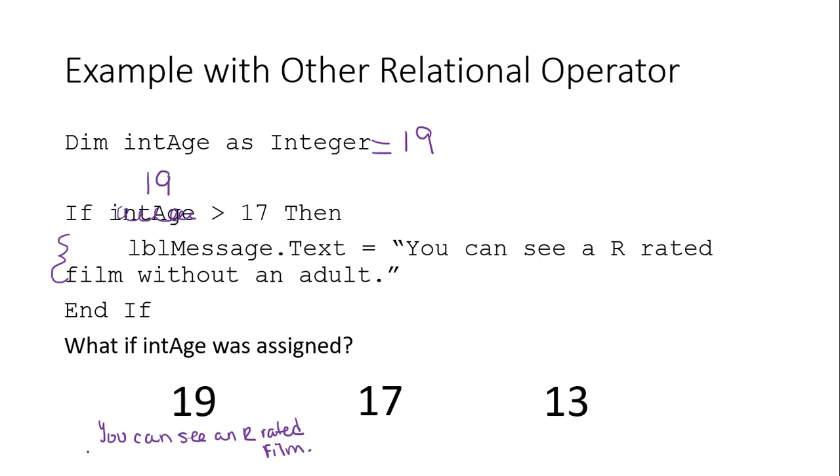So let's check 17. What about 17 here? Let's erase that. So my int age is 17. So then it's going to check: is 17 greater than 17? No, right? 17 is not greater than 17. It would be greater than or equal to 17, but it's definitely not greater than 17. So in this case, for 17, nothing, again, would be displayed.